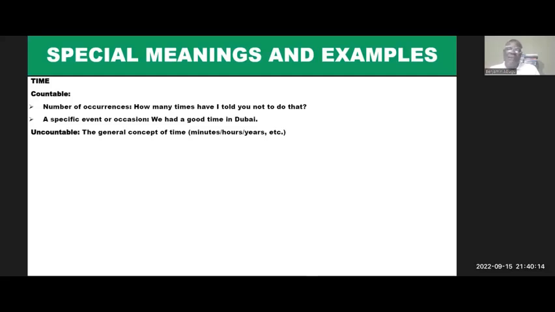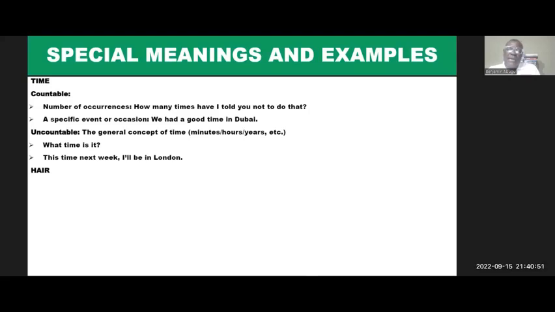Concept of time, when we look at time as something that exists in minutes, hours, years, and so on. So time in that sense is uncountable, okay? For example, what time is it? Or what is the time? Now, if you are looking at time from that angle, it is uncountable. Another example, this time next week, I will be in London.